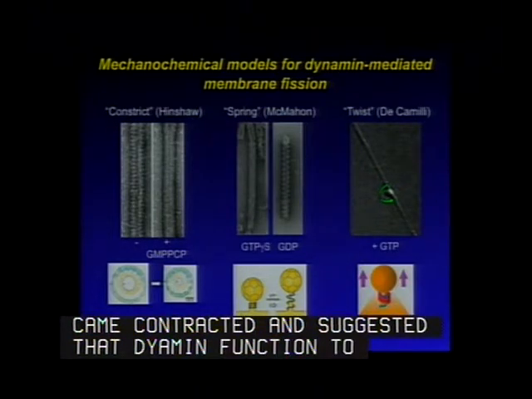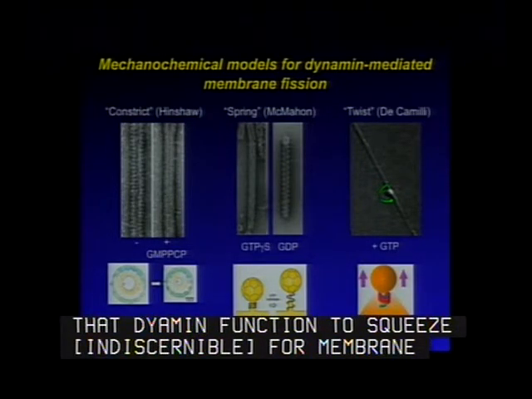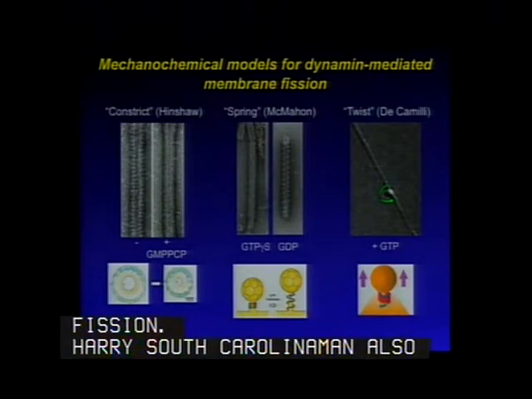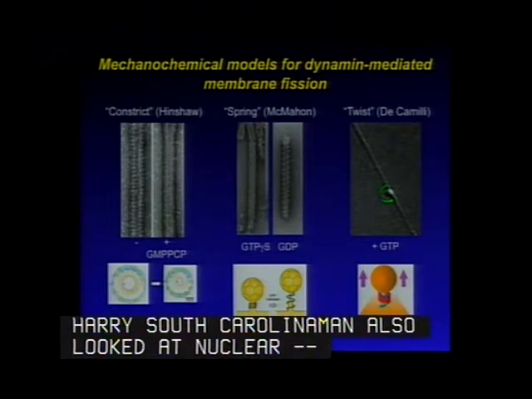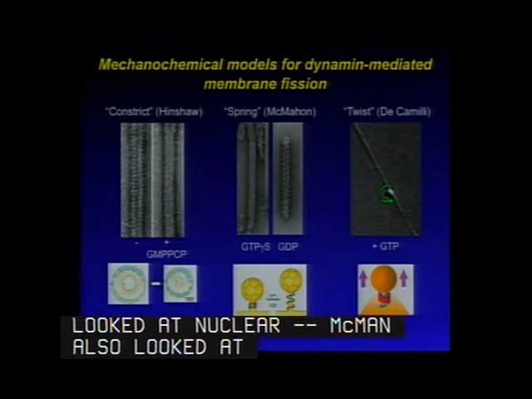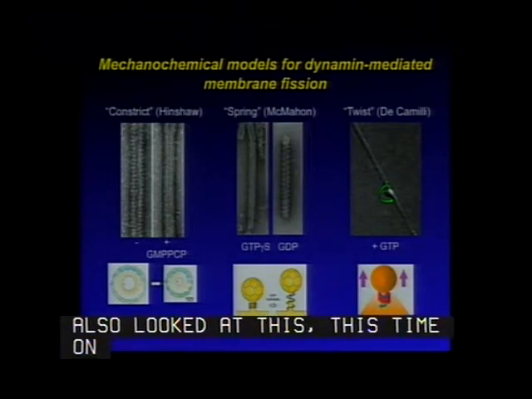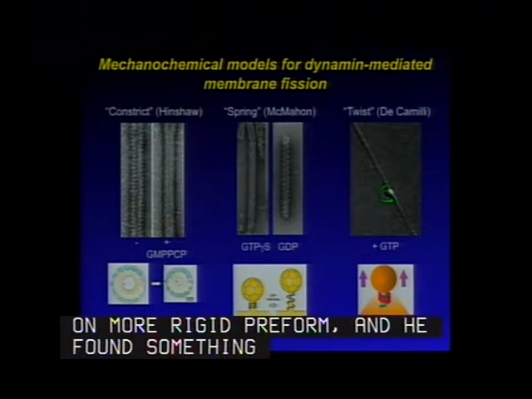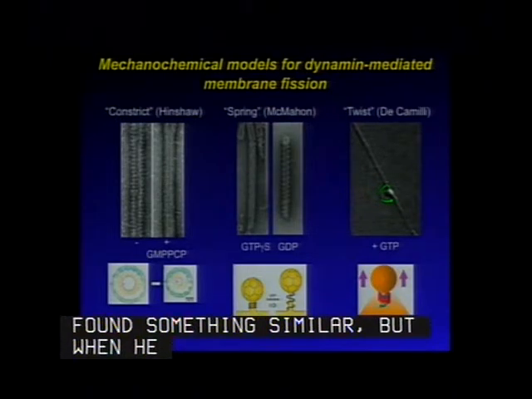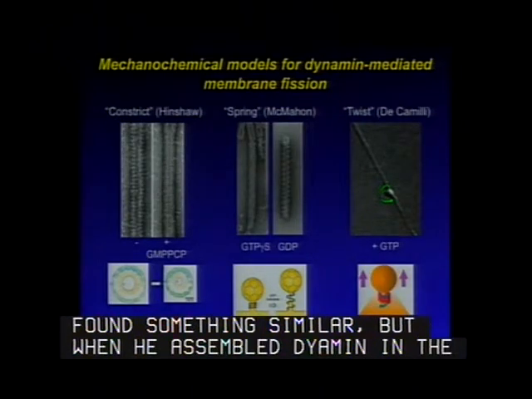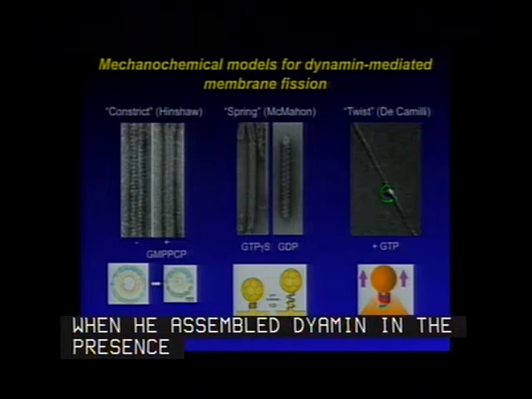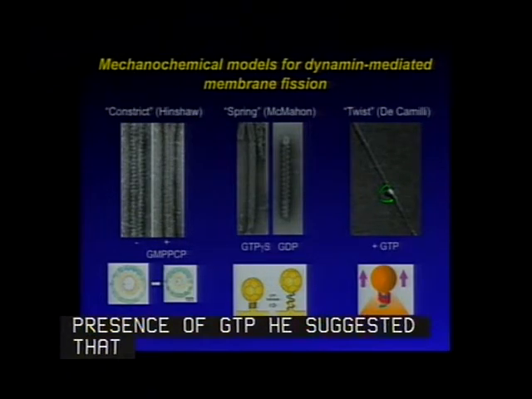for membrane fission. Harvey McMahon also looked at different nucleotide-bound states of assembled dynamin, this time onto more rigid, preformed lipid nanotubules, and he found a structure much like Jenny's in the presence of this non-hydrolyzable analog of GTP, but when he assembled dynamin in the presence of GDP, he saw a more open helix, and he suggested that GTP hydrolysis caused a helical expansion that would pop off a vesicle from the membrane.